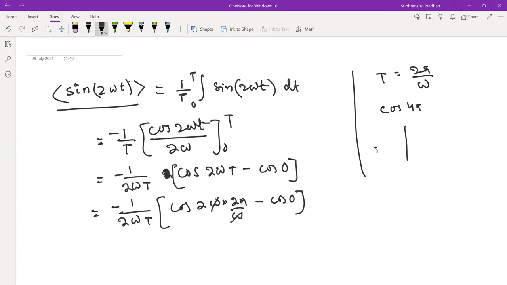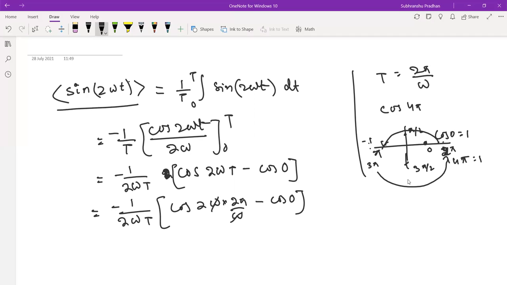How? You know the ASTC formula, cos 0, this is pi by 2. This is 0, this is pi, this is 3 pi by 2, this is 2 pi. So you can see cos 0 is 1, cos pi is minus 1. So next time when it will come, that means cos 2 pi, here it will become cos 3 pi. Cos 3 pi will be minus 1 and cos 4 pi will be 1.